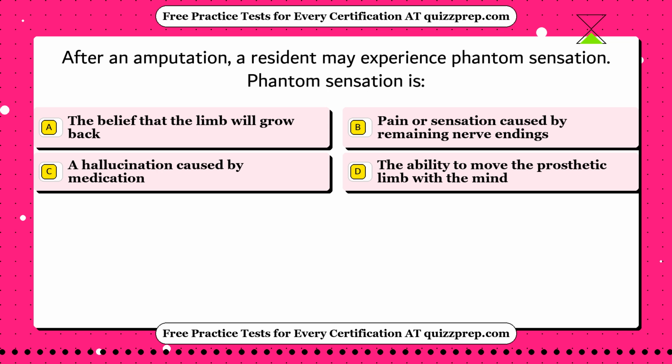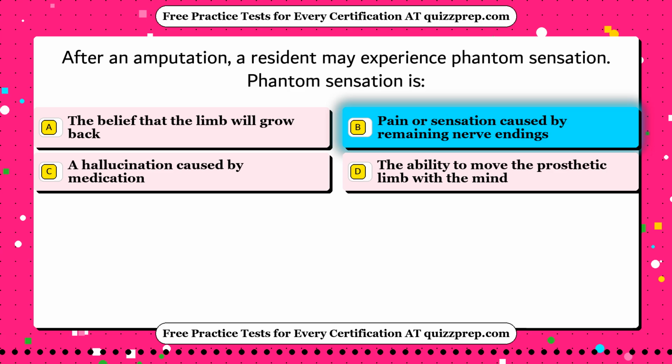Question 29. After an amputation, a resident may experience phantom sensation. Phantom sensation is: option A, the belief that the limb will grow back. Option B, pain or sensation caused by remaining nerve endings. Option C, a hallucination caused by medication. Option D, the ability to move the prosthetic limb with the mind.